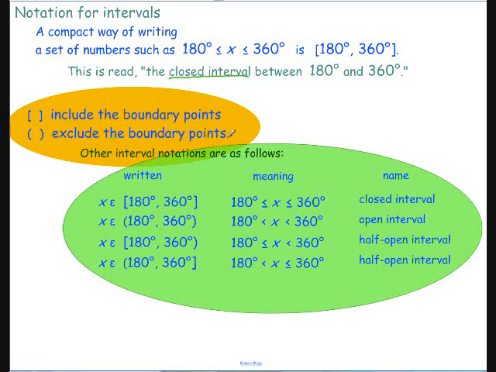If you're excluding the boundary points, you use parentheses. That would be up to, but not including whatever the boundary point is. So here I have a closed interval. Here I have an open interval, not including the boundary point, and we can have mixed. We can have half open by having this one include the 180 and this side of the interval not include 360. That's the notation.